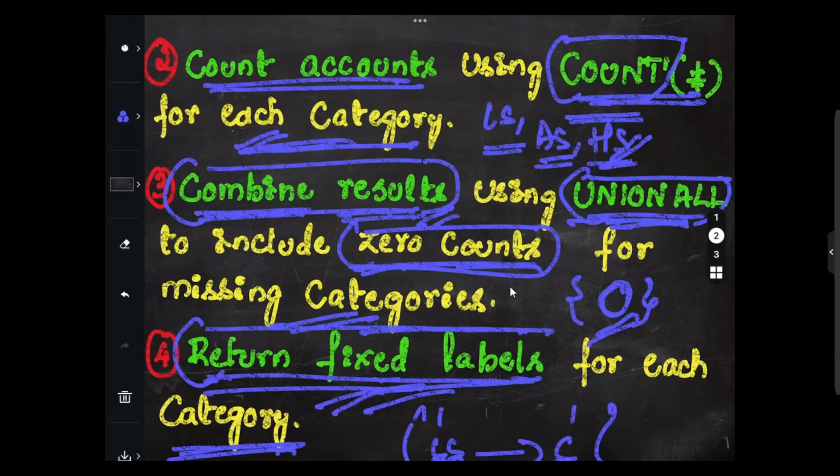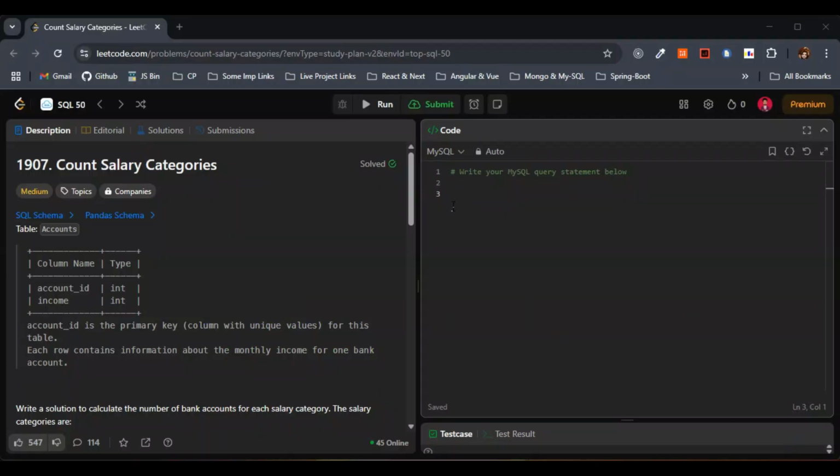Fourth one here is return the fixed labels. When I say return fixed labels, we will be doing it for each category in this case. So this is the approach that we'll be going with. As we are familiar with the approach now, it will be easier to write the query. Let's start writing the query.